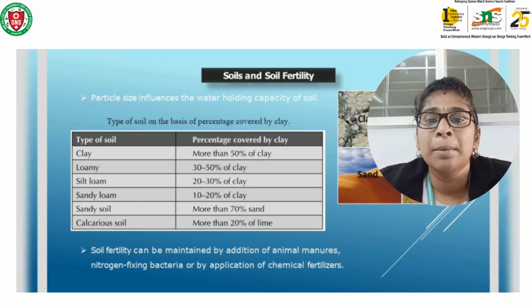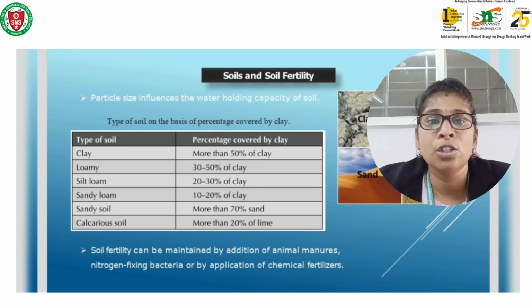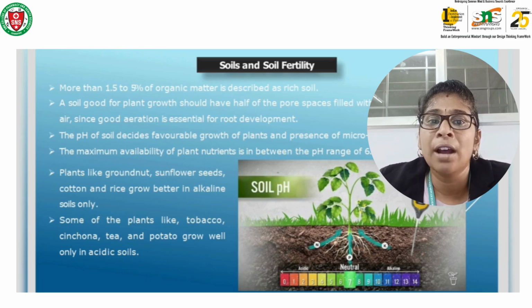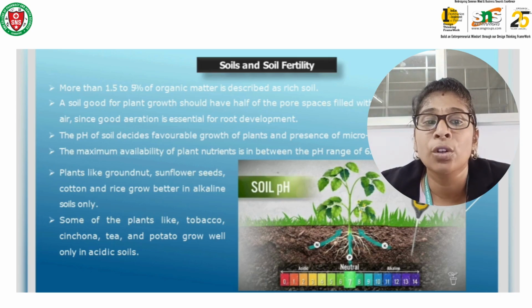Next, coming to the soil, more than 1.5 to 5% of organic matter is described as rich soil. The soil good for plant growth should have half of the pore spaces filled with water and the rest with air, since good aeration is essential for the roots. Some plants like tobacco, cinchona, tea and potato grow well only in acidic soils, even for the formation of the tubers, etc.